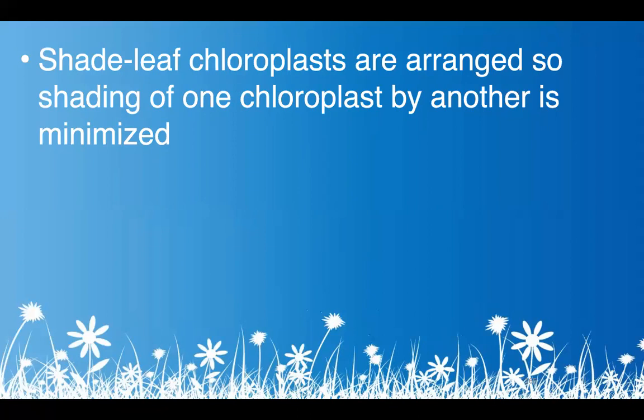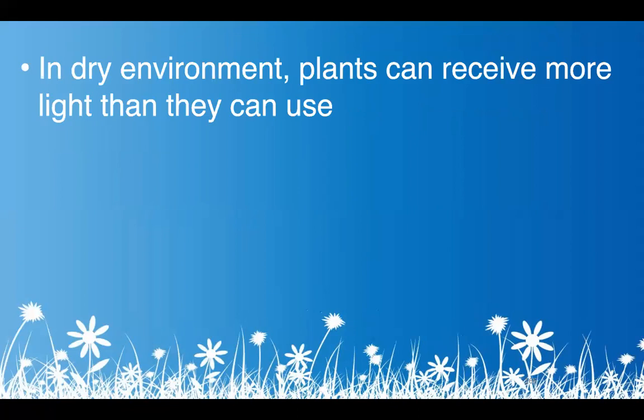Shade leaf chloroplasts are arranged so that the shading of one chloroplast by another is minimized. So they actually do something called cytoplasmic streaming. I'll see if I can find a video on YouTube where you can search for it, where you actually see the chloroplasts kind of squished to the outer edge of the cell so that they don't overlap each other.